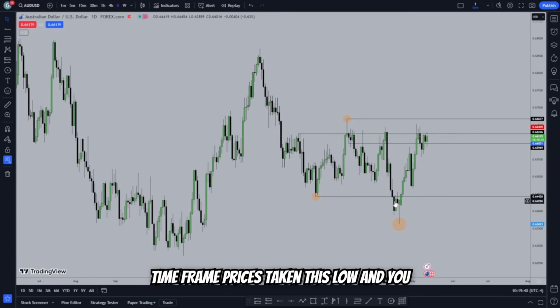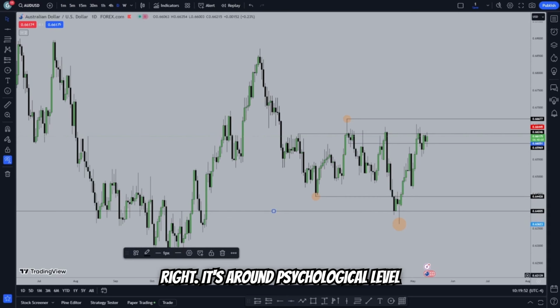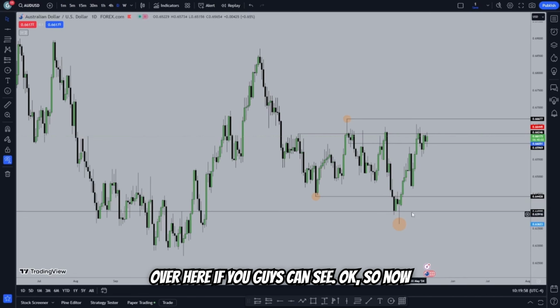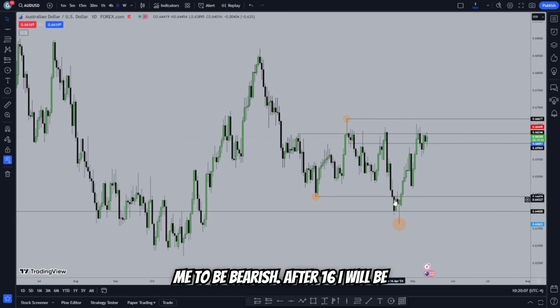You can see that on daily time frame price has taken this low, and you are assuming that there will be sell side liquidity below here, and there is a round psychological level also of 0.64, right? It's a round psychological level over here, if you guys can see. Okay, so now it fell down till this. So on this day, 16, okay, 16 was the last day for me to be bearish. After 16 I will be bullish. Okay, on 17 I will be bullish.